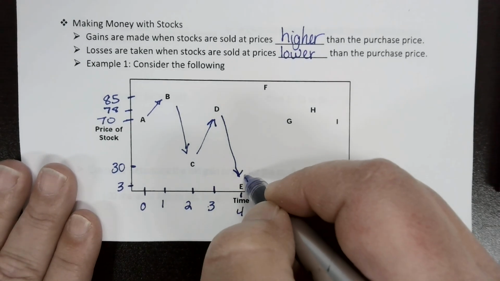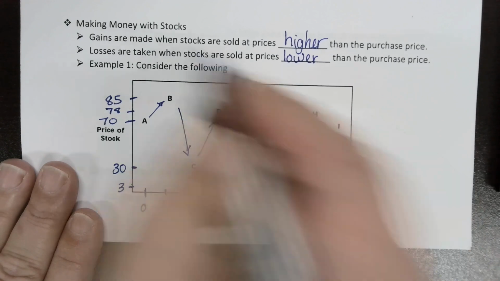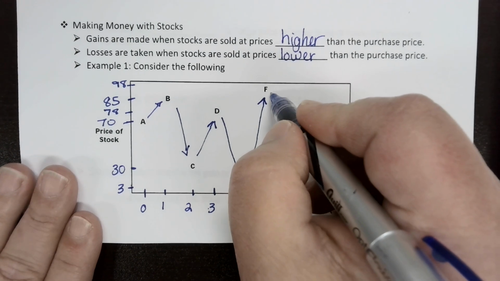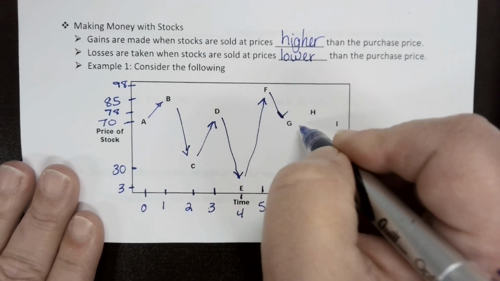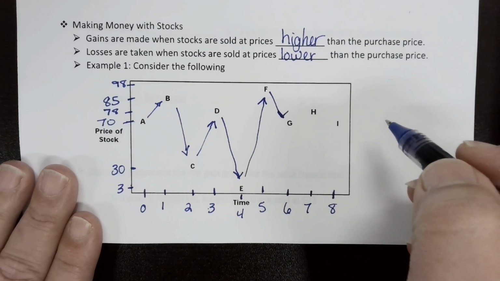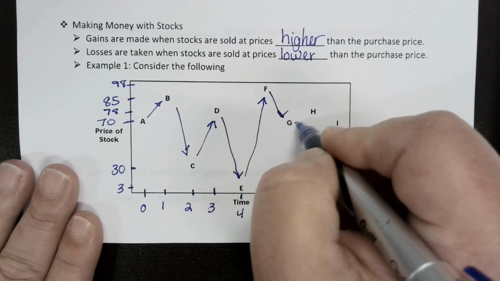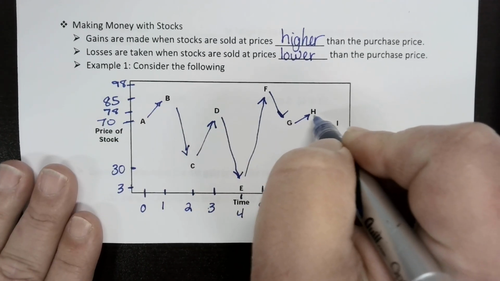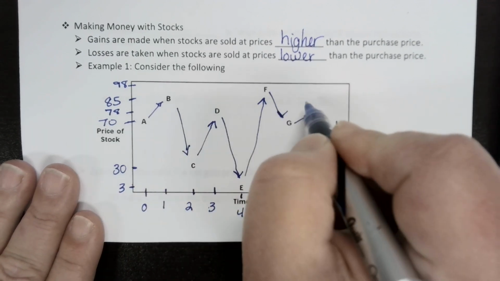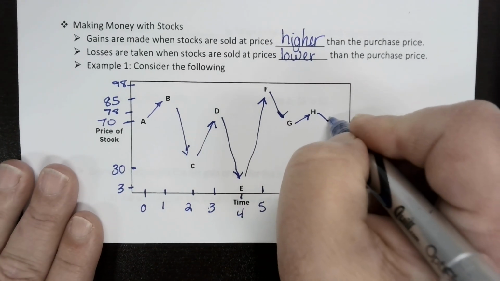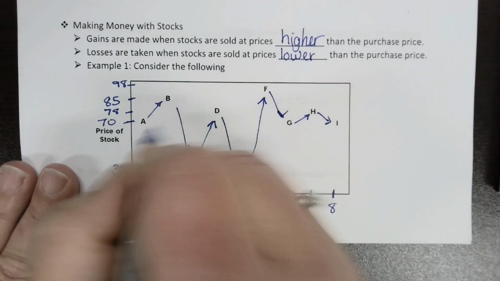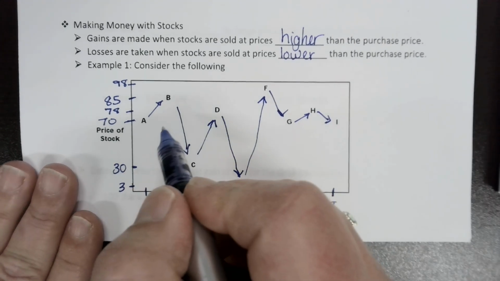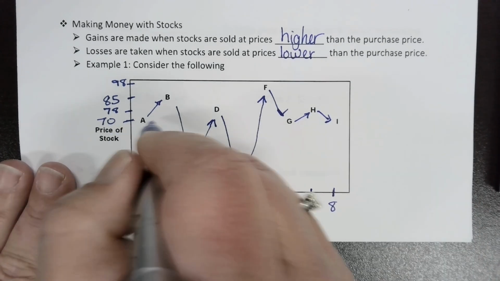Then it went back up an hour later to F, and at F, we'll say $98 a share. Then the next hour, it went back down to G, which was the same as A at $70. And then it went from G to H, which means it went up a little bit. We'll say that at H, it was worth the same as it was at D. And then from H, it went back down to I at the 8th hour, which is what I paid for it.